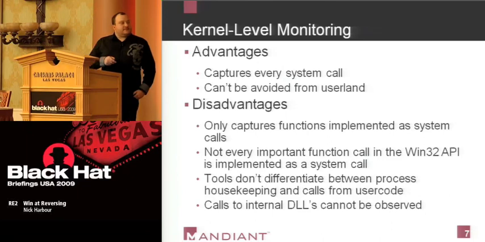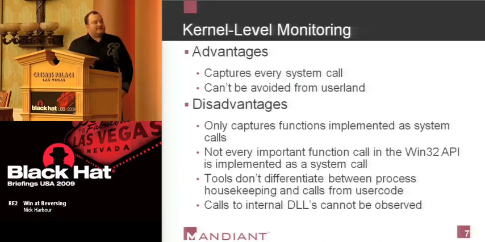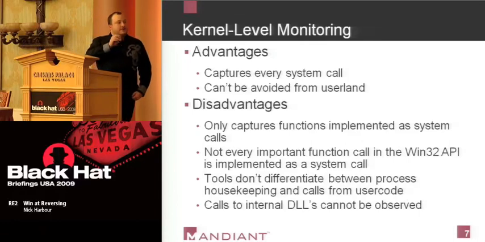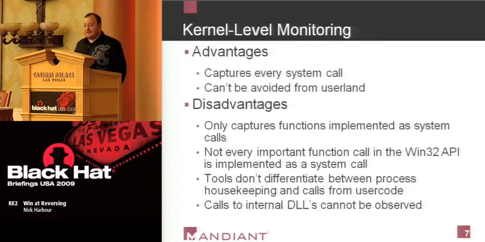And a significant portion of the Win32 API is not implemented as system calls. You just have, I don't know, maybe half or so. I haven't done any statistics. And the tools do not differentiate between the housekeeping code. There's a lot of things that happen when you start a process that just have to happen for the sheer fact that you are starting a process.